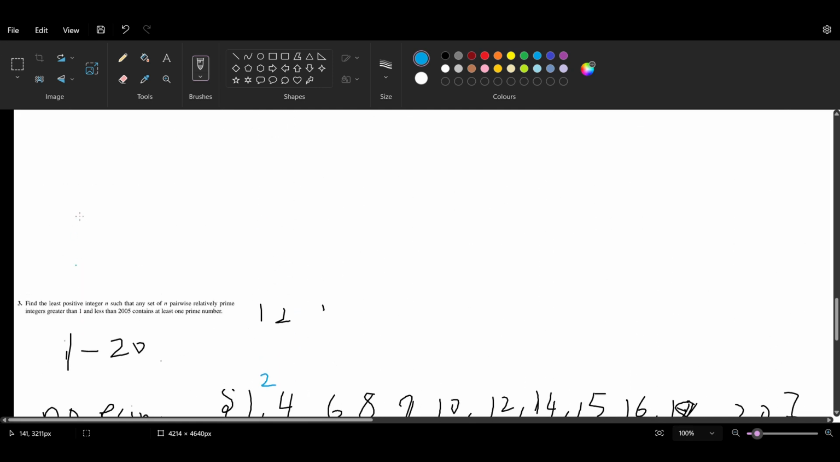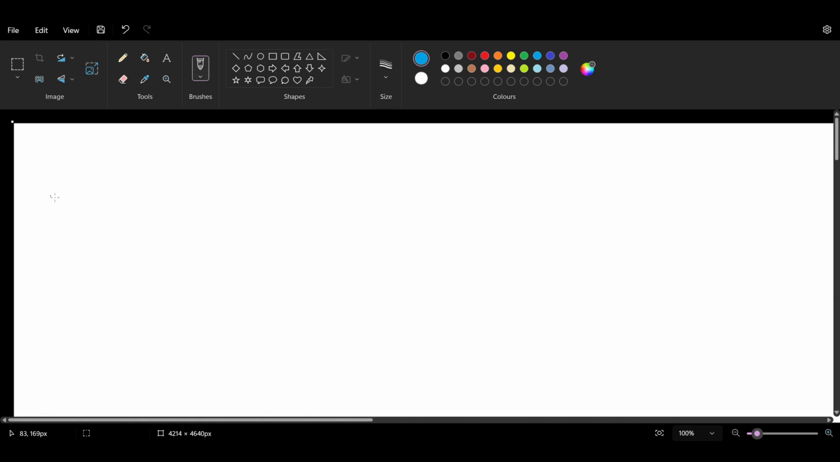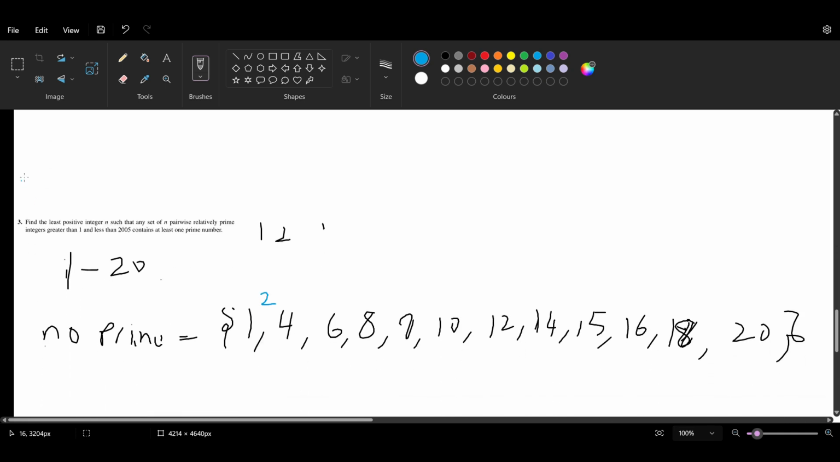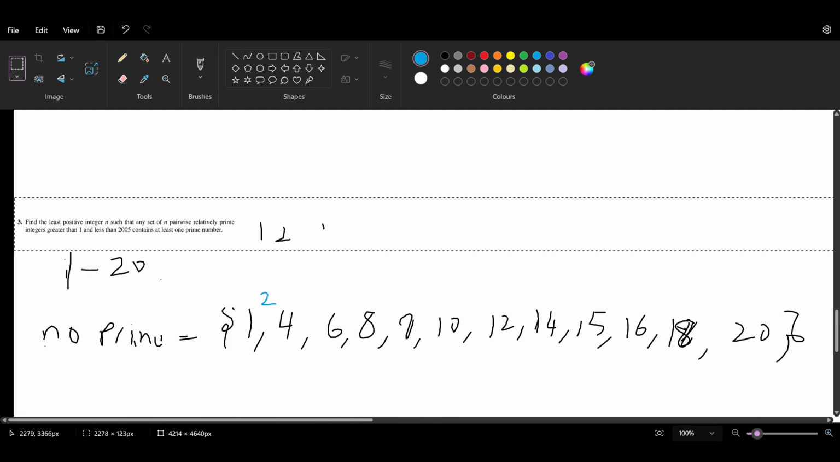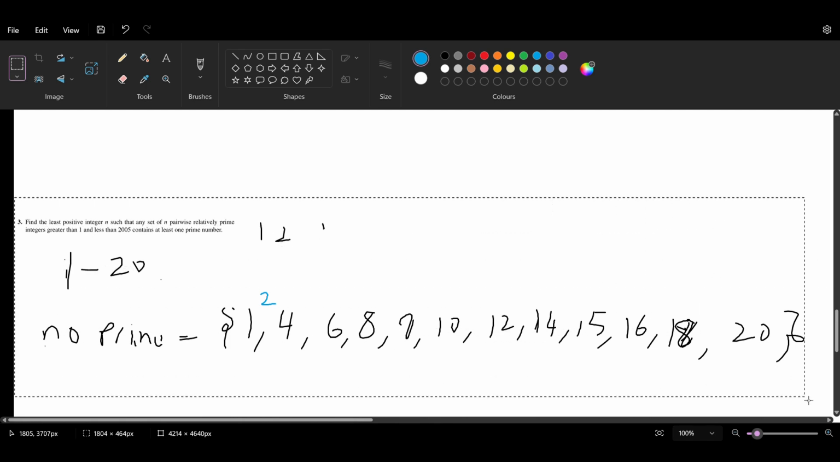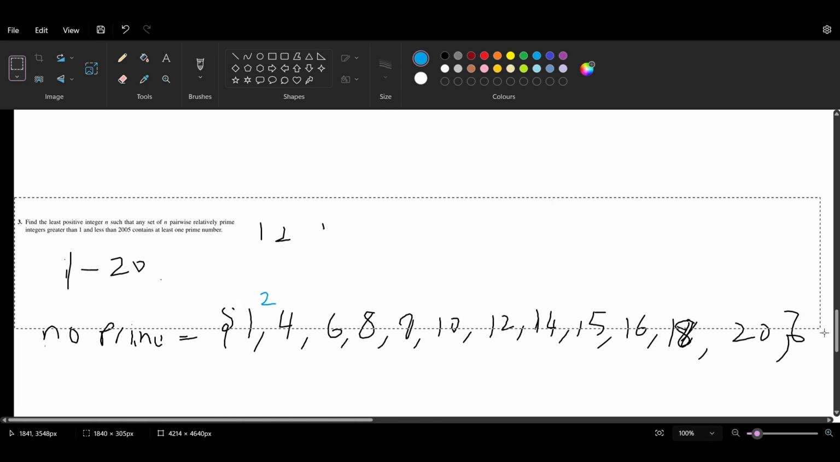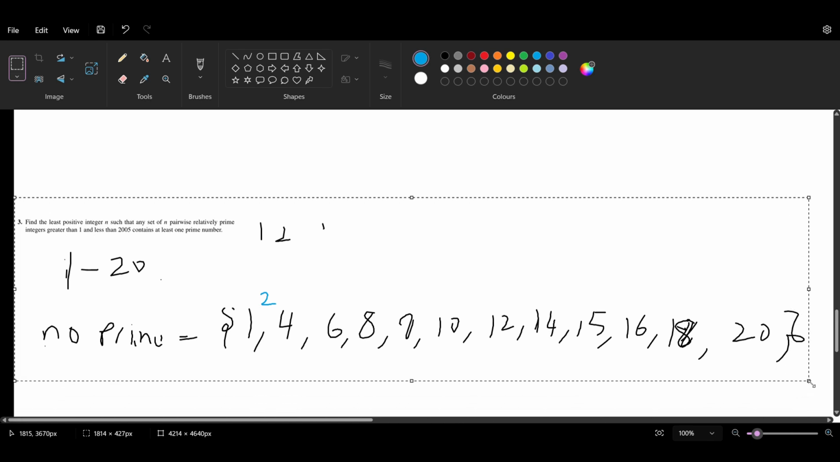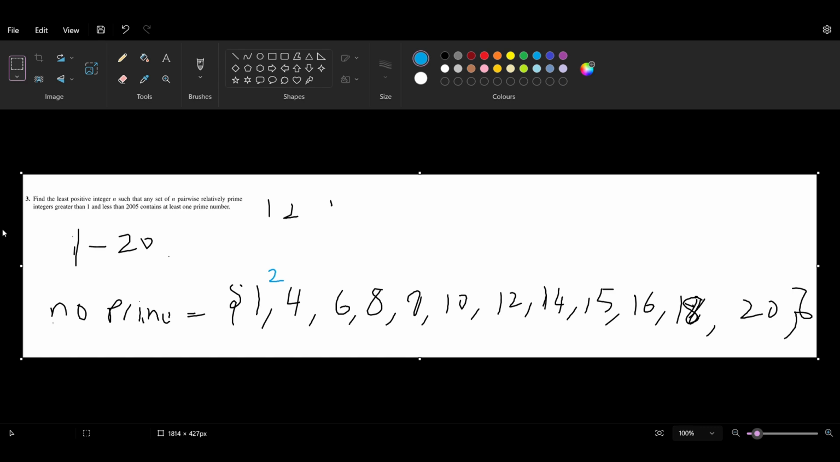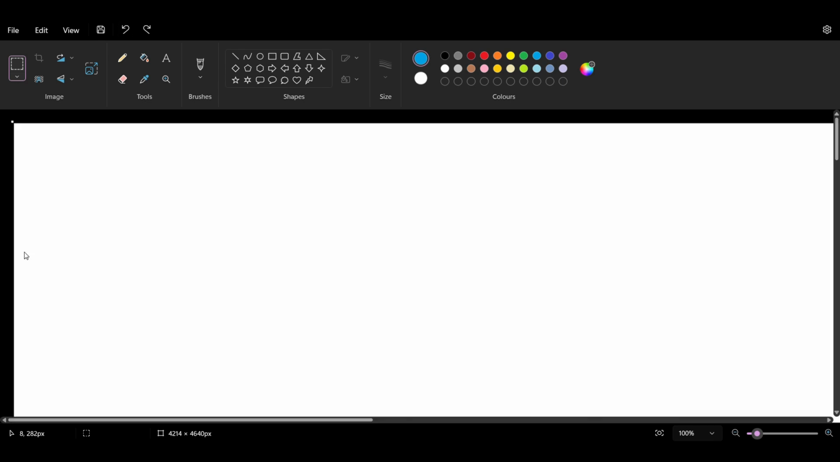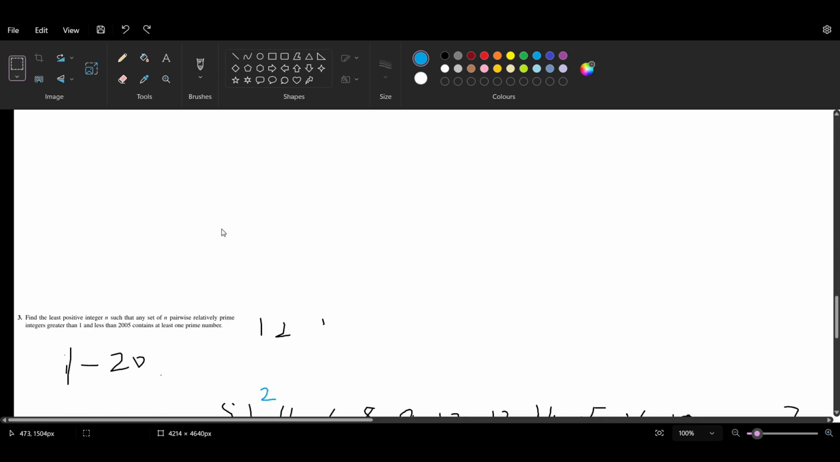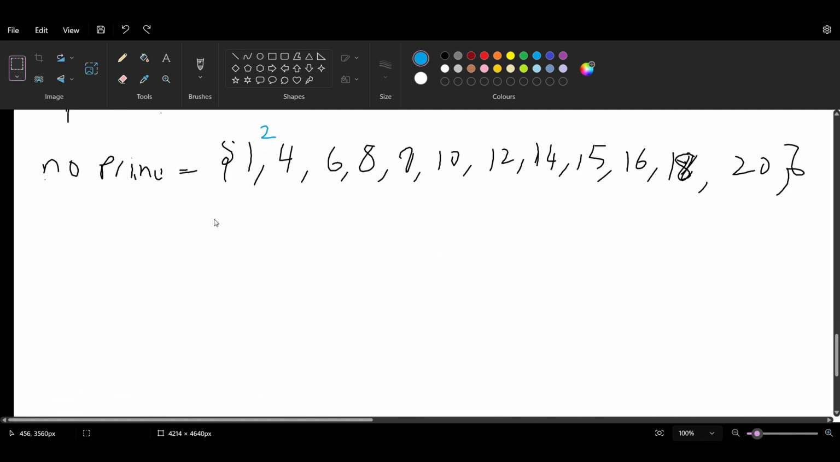So they said find the least. Oh my god, I've wasted a lot of space. Let me just copy and paste everything. How did I use this much space? How do we copy? Oh my god. I will just have to continue from here.